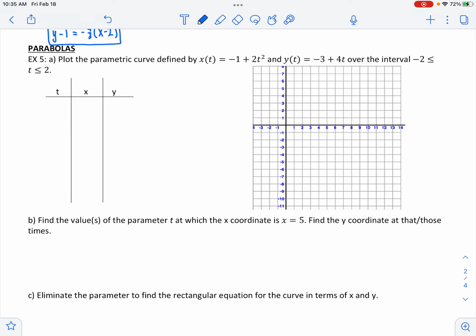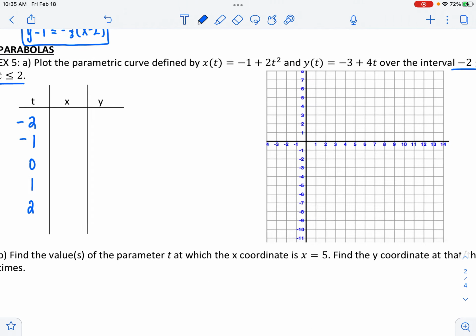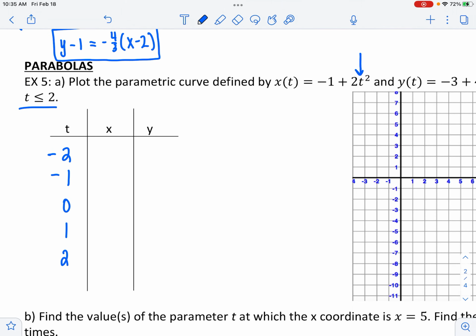So let's see what it looks like. It tells us the interval that we're graphing it on. It says from -2 to 2, including both. So -2, -1, 0, 1, 2. Let's plug -2 into the first equation. -2 squared is 4. 4 times 2 is 8. 8 plus -1 is 7. Make sure you're doing order of operations. Next one, plugging in -1. -1 squared is 1. 1 times 2 is 2. 2 minus 1 is 1.